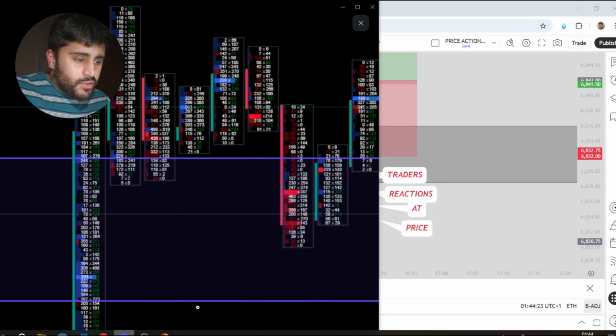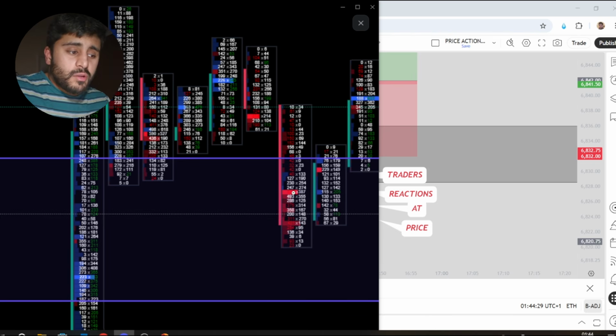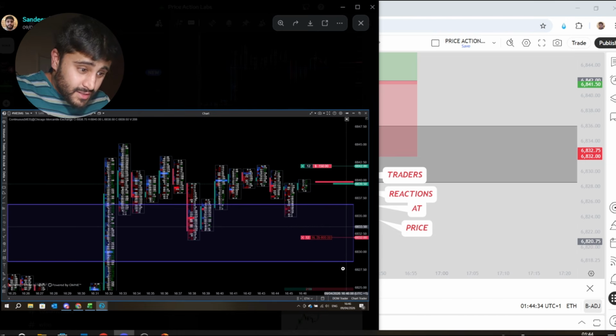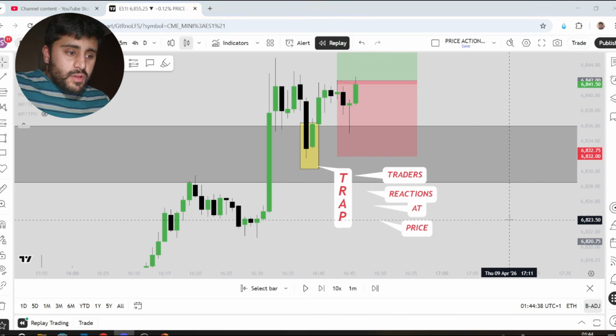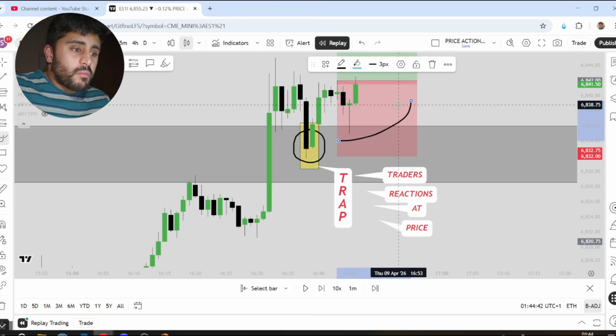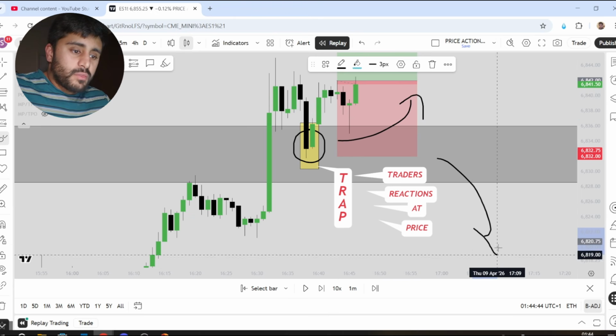So in other words, what that means is there are lots of sellers over here. There's lots of aggressive sellers over here, but the market could not break below this zone, right? So this zone here at 68.29, 30. We couldn't break below that zone, right? So there were loads of sellers here, and we broke above that zone. We did not break below this zone.